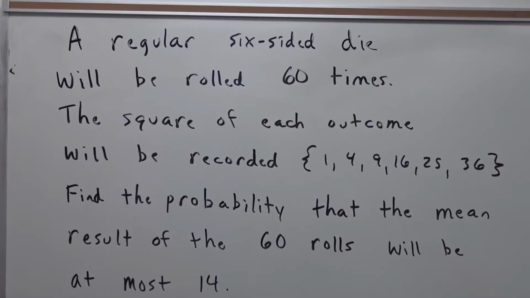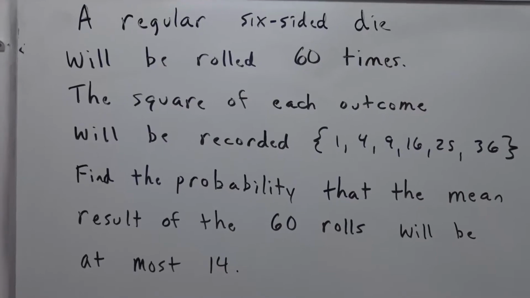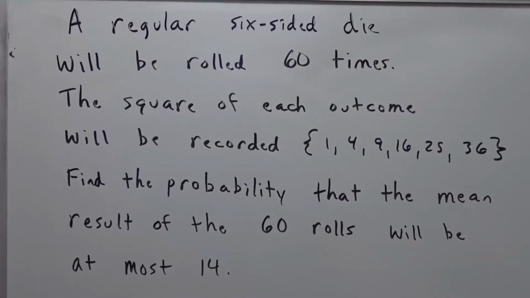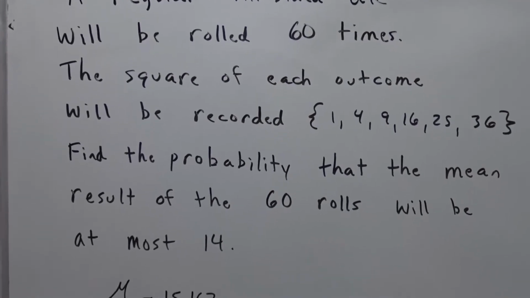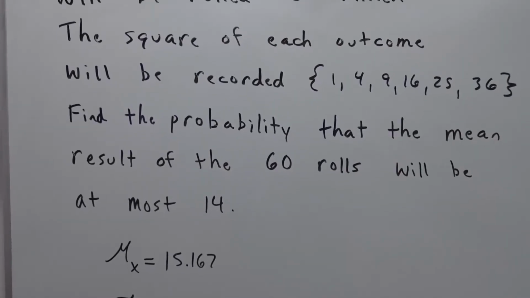So here's a problem. A regular six-sided die is going to be rolled 60 times. We're going to take the square of each outcome and record it. So 1 squared is 1, 2 squared is 4, all the way up to, if we get a 6 on the die and square it, we get a 36. Find the probability that the mean result of the 60 rolls will be at most 14.